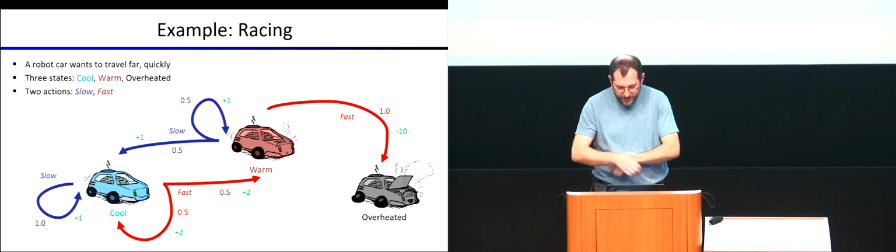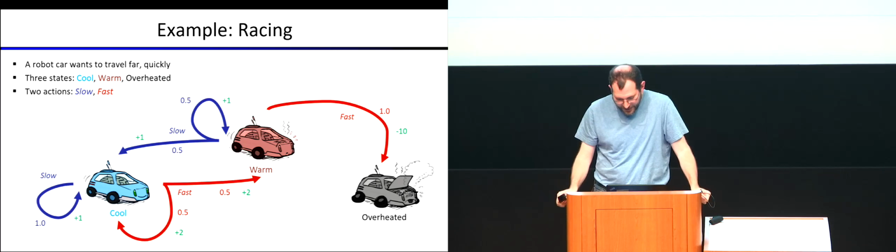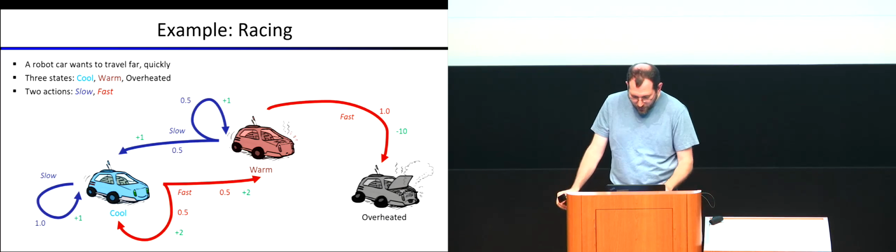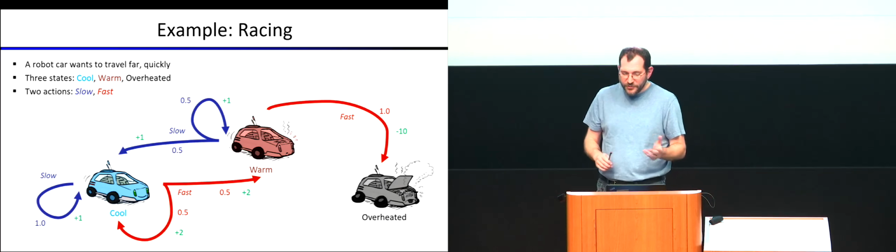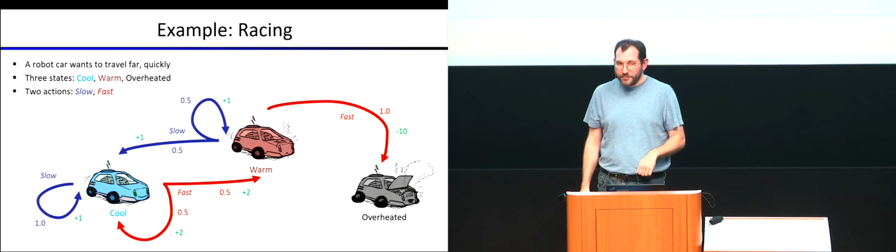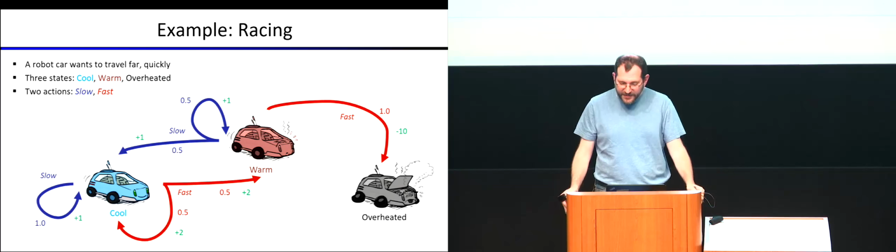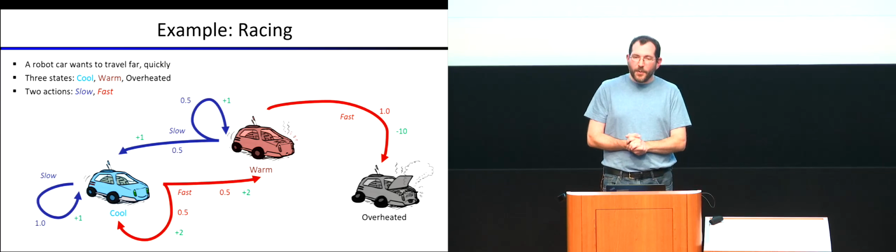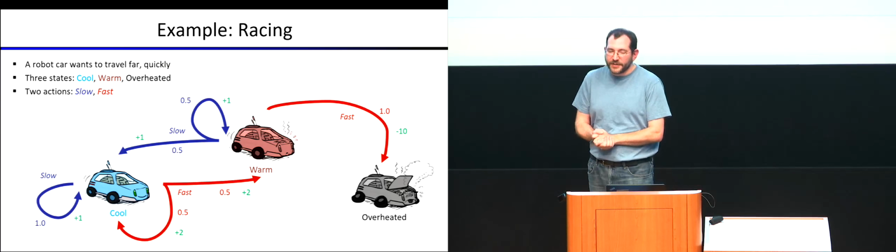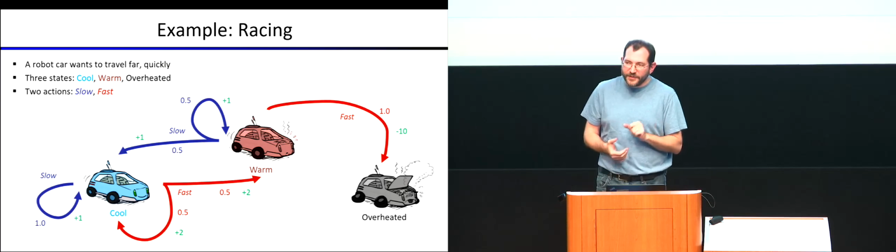So let's see if we can wrap our heads around this example. If the car is cool, and you choose slow, you will get your +1 reward because you went slow, and with probability 1, you'll stay cool. All right. What happens if you go fast? Well, if your car is cool and you go fast, you get the +2 for going fast. But what happens next is not deterministic. Half the time you stay cool and half the time you warm up.